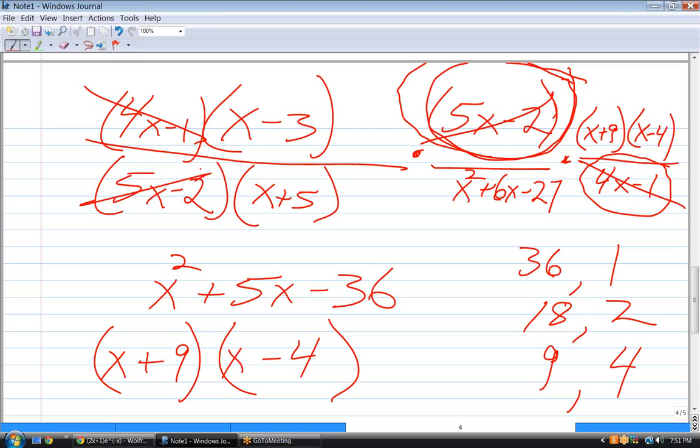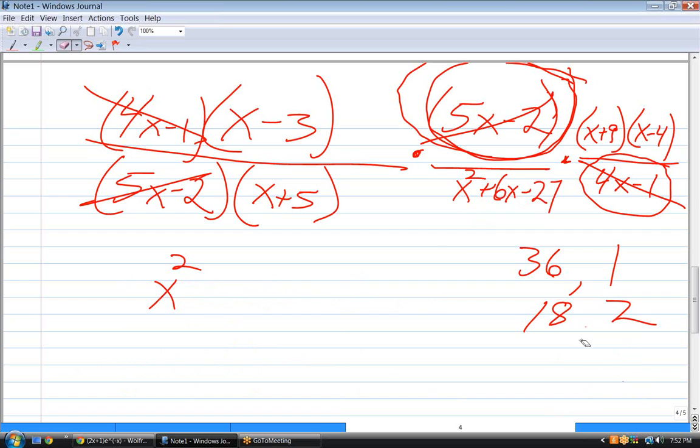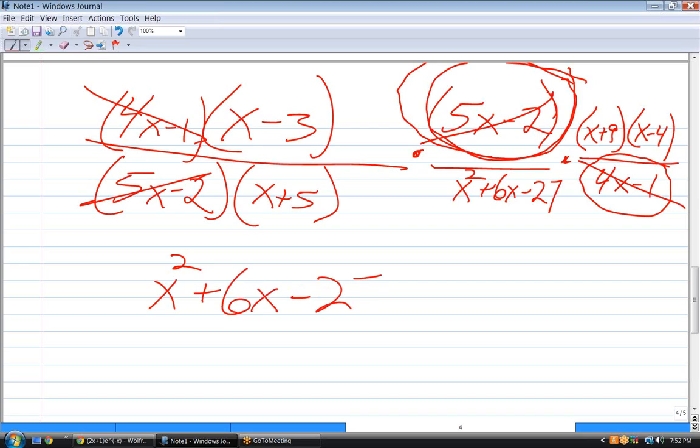Now, when I have a line drawn through something, because I canceled it out, it didn't leave 0, it left a 1. In other words, this becomes a 1 along with this 1. So I don't write it because it's a 1. Okay? So the only thing left to factor is this quadratic here. And again, this is a very easy one to factor because it's x squared. In other words, there's no coefficient in front of this x squared, which means you can narrow it down. There's no trial and error required.